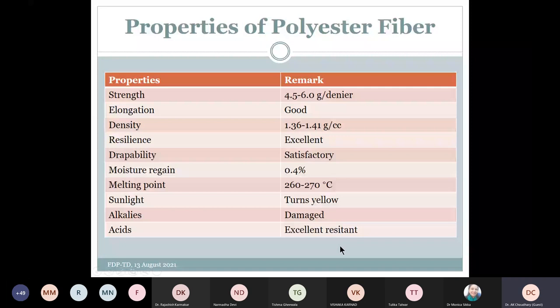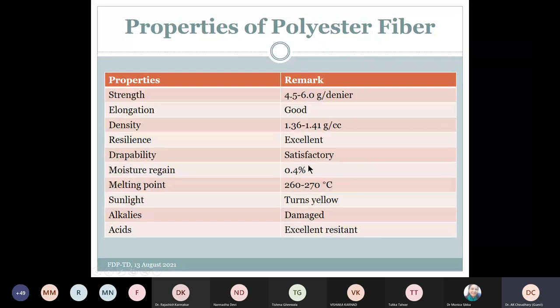Here you will find some details of the fiber. Density is in the range of 1.36, slightly higher than the density of nylon. Resilience is excellent, drapeability is satisfactory, and moisture regain is low. This is the only disadvantage of both nylon and polyester fibers: they have very little hydrophilic character in comparison with cotton fibers.